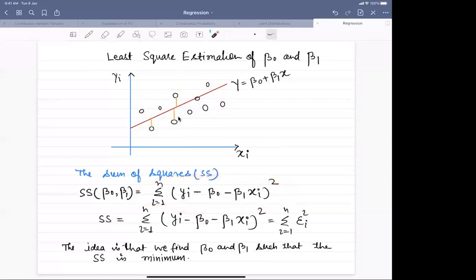That means we have to find beta naught and beta 1 in such a way that this sum of squares is minimized. Graphically, these sum of squares represent the vertical distance between your observation and the line. There will be multiple such values of sum of squares for different lines, but we have to find the line for which this sum of squares is minimized.